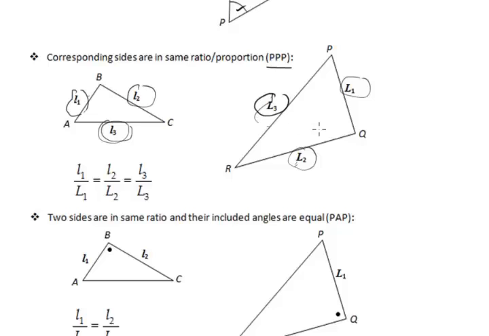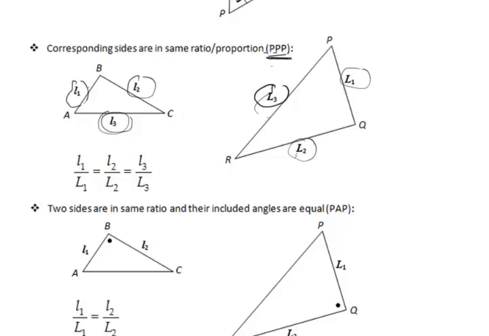So this property says that the sides are in the same ratio or proportion, so SSS, or PPP, that means 3 corresponding sides: this one's ratio to this one, this one's ratio to this one, and this one's ratio to this one, they are keeping the same proportionality or ratio. So this condition we will call PPP.